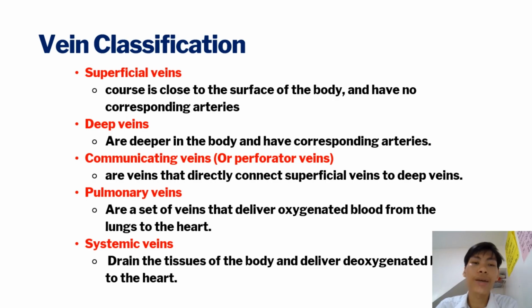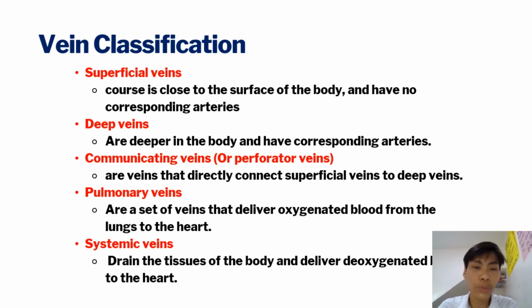Upon classifying veins, we have different classifications. Number one is the superficial veins. Its course is close to the surface of the body and have no corresponding arteries. We also have deep veins. Deep veins are deeper in the body and have corresponding arteries. We also have communicating veins, also known as perforator veins. These are the veins that directly connect superficial veins to the deep veins.